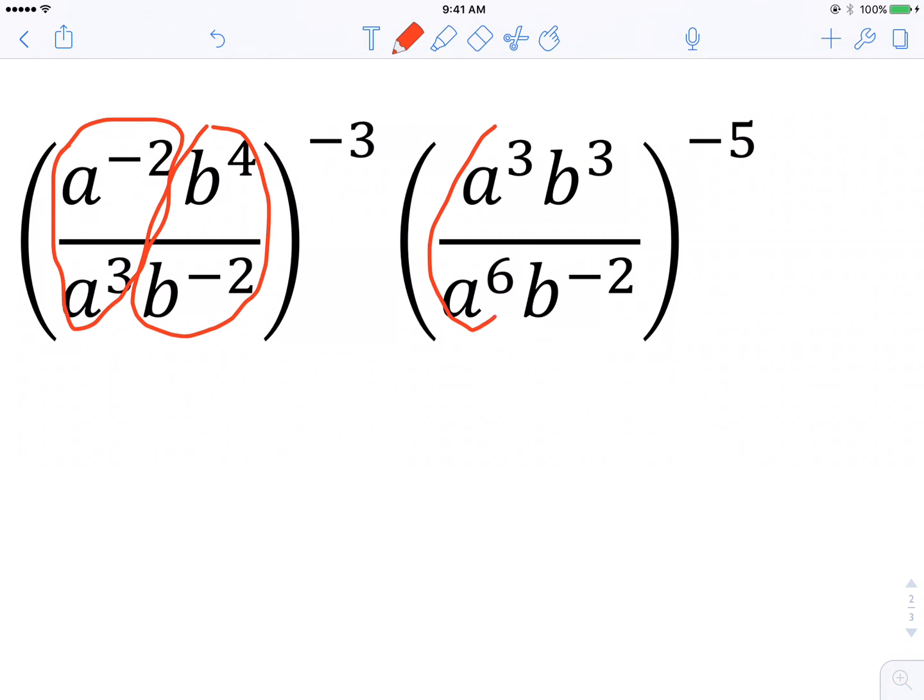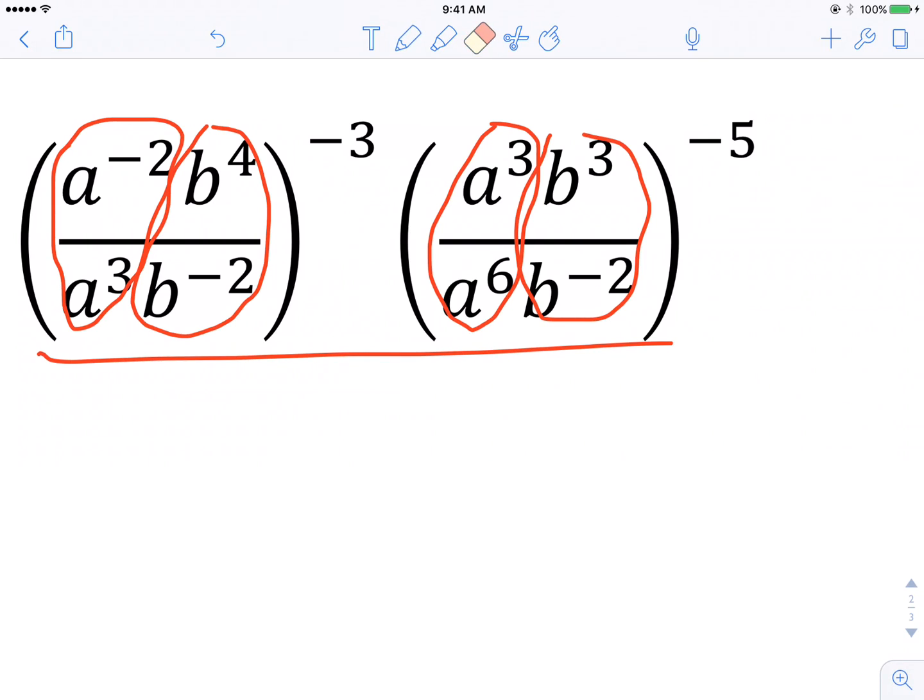Same with here. I'm going to simplify this, and I'm going to simplify this. Then I'm going to apply this power into this bracket. Then, once I've got both of those, I will combine the two as my final step.